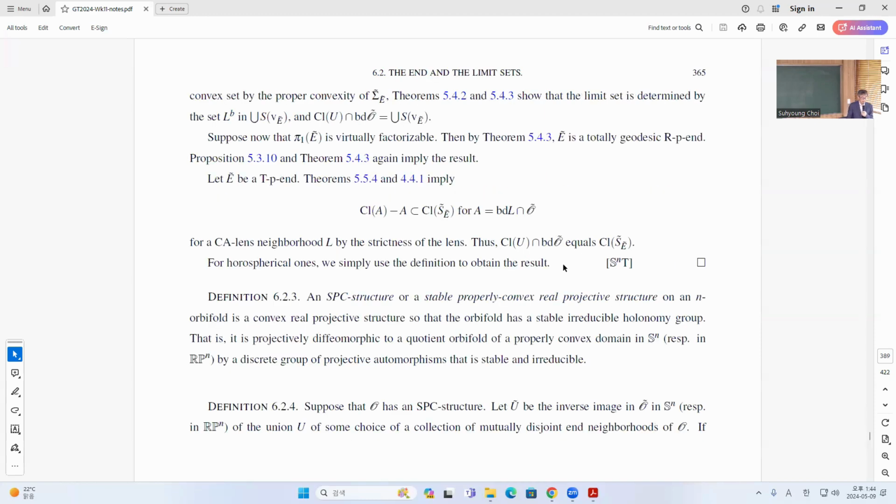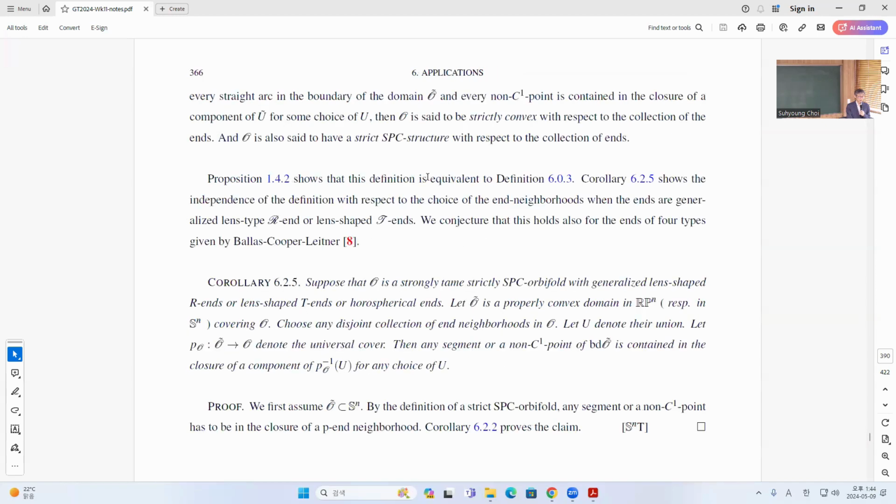And so an SPC structure, or stable properly convex structure, is a convex real projective structure that has a stable irreducible holonomy group and so on. Okay, so if you have an SPC structure, and U is some collection of disjoint end neighborhoods, then if every non-C1 point or straight arc is contained in the closure of a component of some choice of U, then O tilde is said to be strictly convex.